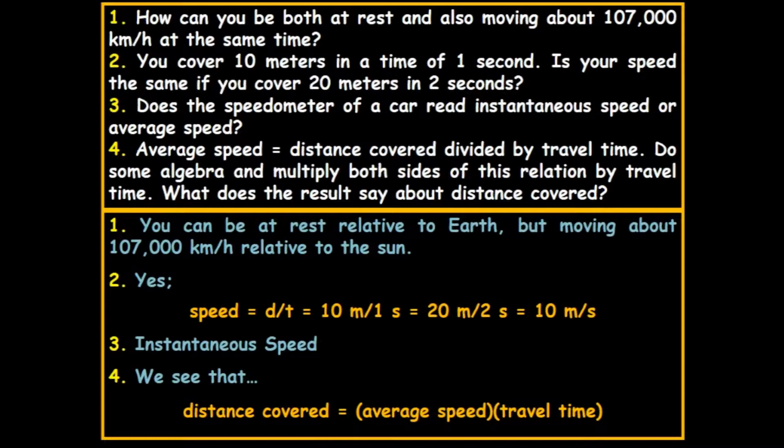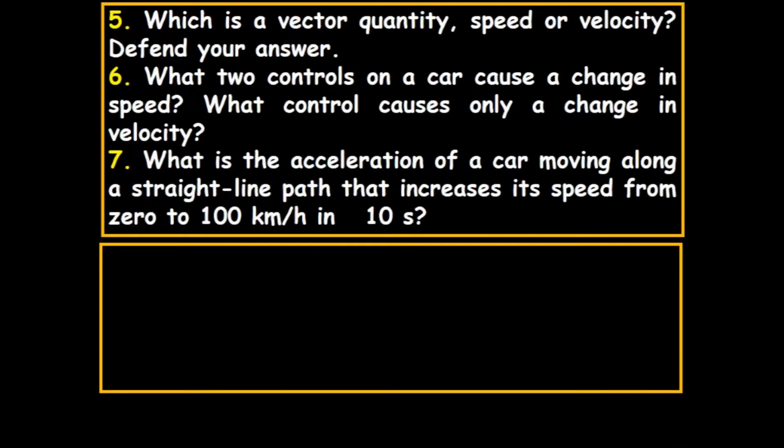All right, next, we're going to look at some more problems relative to linear motion, the difference between average velocity and instantaneous velocity. The difference between instantaneous and average velocities is the most important concept in the beginning of the chapter. Which is a vector quantity, speed or velocity? Defend your answer.